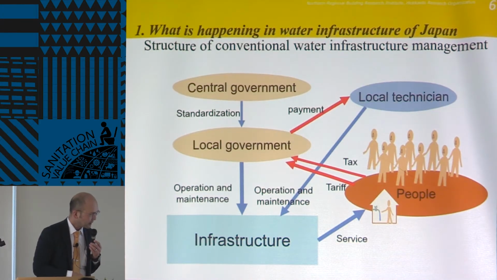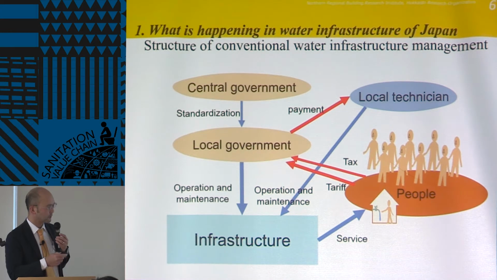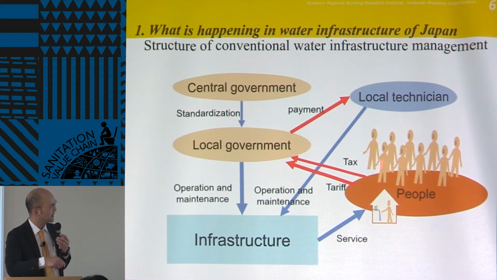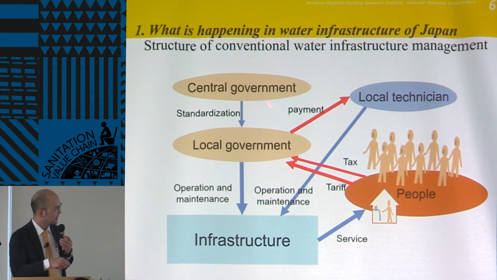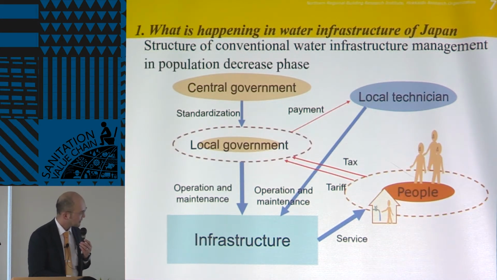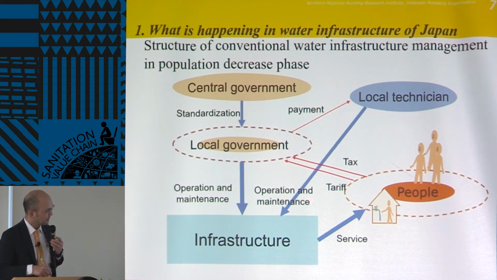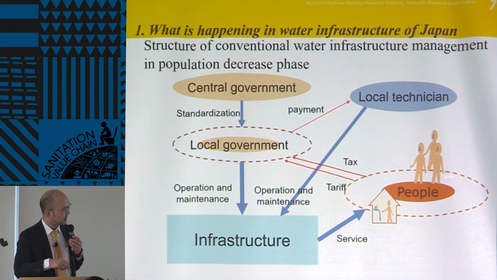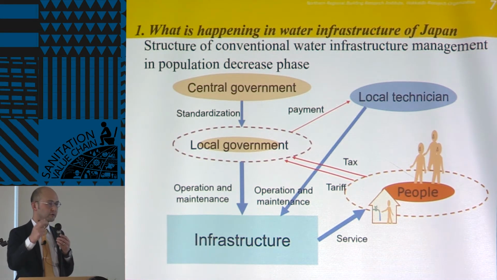So under this situation, what happens in the water infrastructure is like this. First, this picture shows the current structure, maybe I can say the value chain of the water supply system. The central government and local government, then the people pay the tariff or tax to the local government, then the local government manages the infrastructure, then people receive the service. But if the population decreases, of course, the water income decreases in the local government, and the tax also decreases, so the local government is also shrinking.